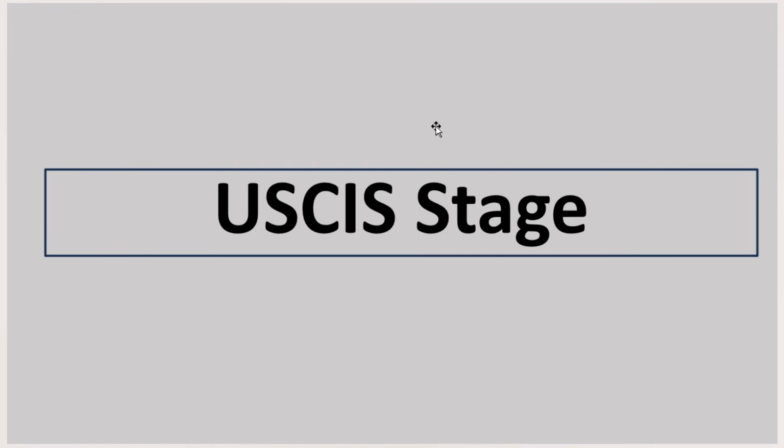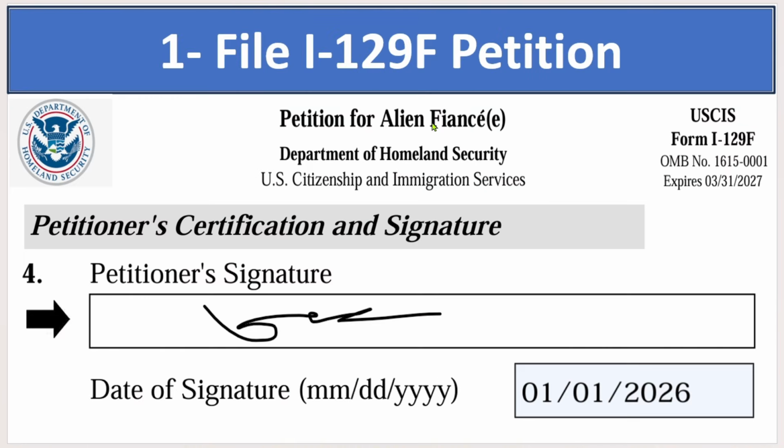So let's start with the USCIS stage. The first step is to file the I-129F petition. That's the first step. It must be filed by a petitioner and it must be signed and dated. Make sure you sign it with black ink, because if you sign it with a different color, it will be rejected. Do not initial or put your full name. It must be signed with black ink.